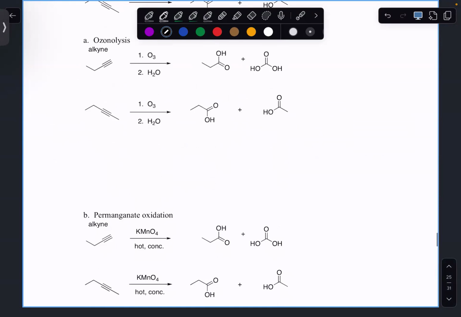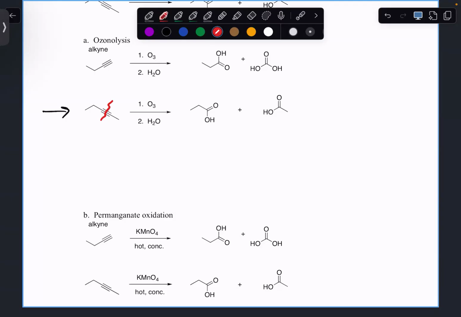Let's do this reaction here. So you can see we're taking that alkyne and we are treating it with ozonolysis conditions. Now, just as with alkenes, what's going to happen is you're going to split the molecule in two at the multiple bond.